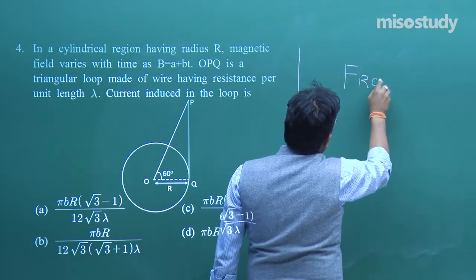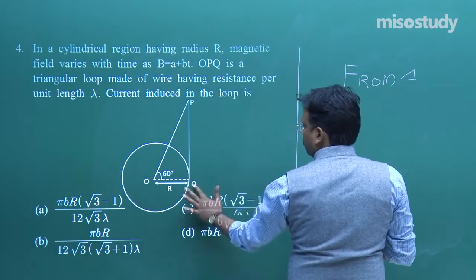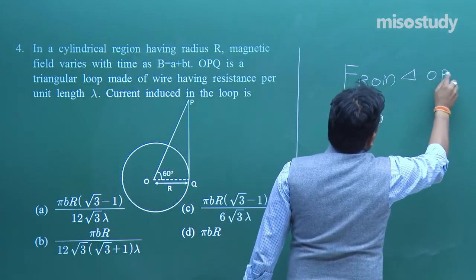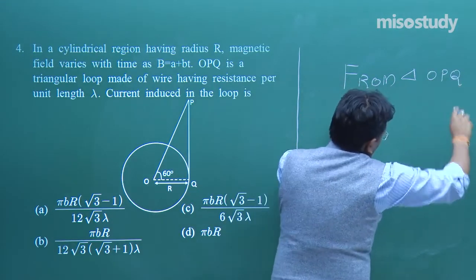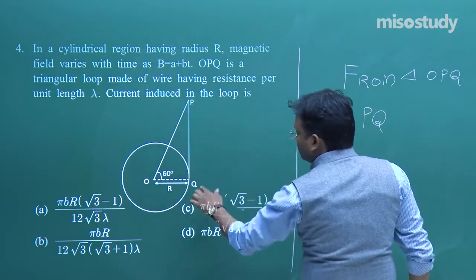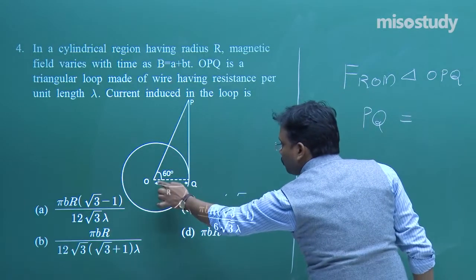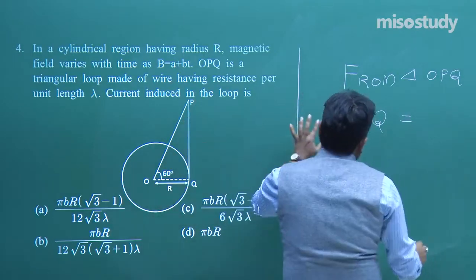From triangle OPQ, fine. From triangle OPQ, PQ means this P and this Q. What is the length of this PQ? That we are going to discuss, and also what is the length of OP? That we have to find out.